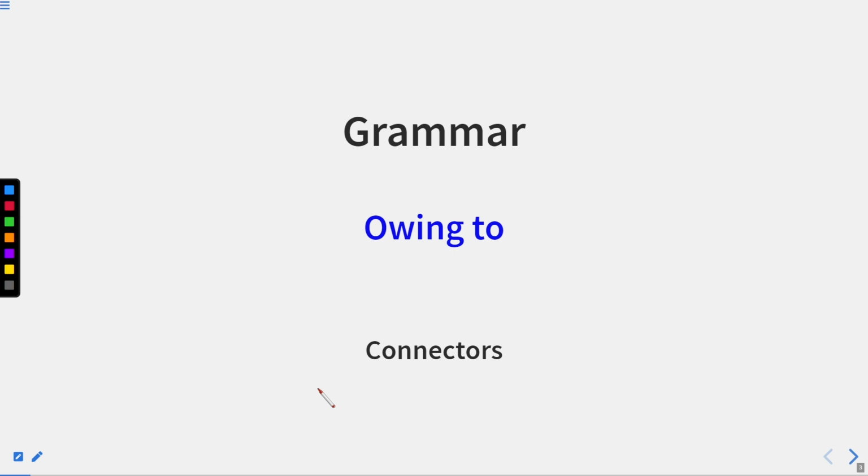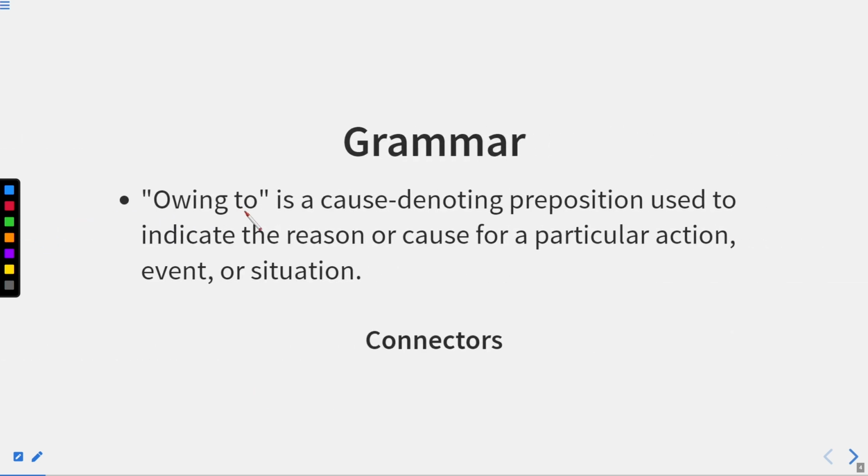Owing to is just like the cause denoting prepositions we read earlier, due to and because of. Owing to is also a preposition used to show the reason or the cause of something that happened. It is a cause denoting preposition used to indicate the reason or the cause for a particular action, event, or situation. So this is just like the words because of and due to, and it can also be a substitution for because of and due to.